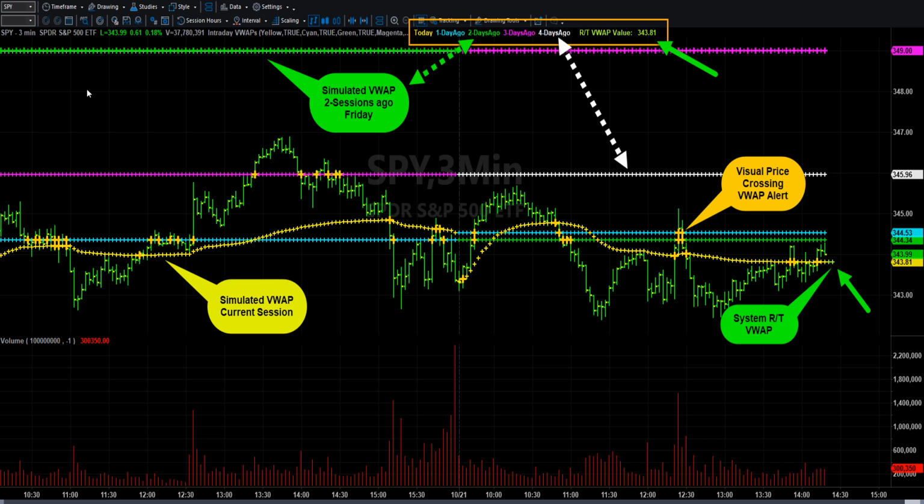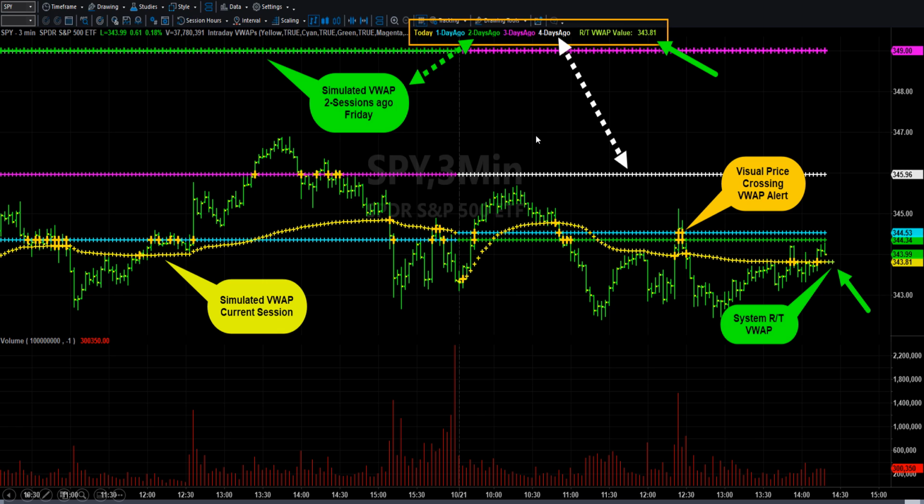So this is the tool that I'm going to show you in TradeStation. Again, the yellow line here is the current VWAP for the day. And then you have a legend up here for the colors. So 1 day ago is the cyan line, and 2 days ago is the green line, 3 days ago is the magenta line, 4 days ago is the white line.